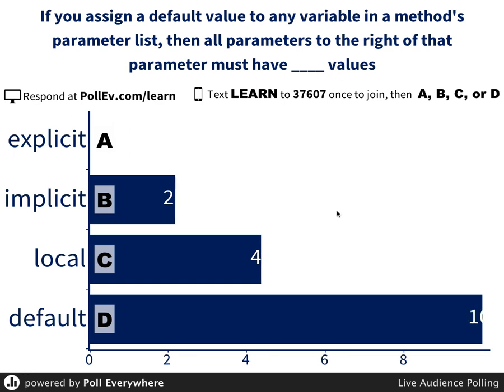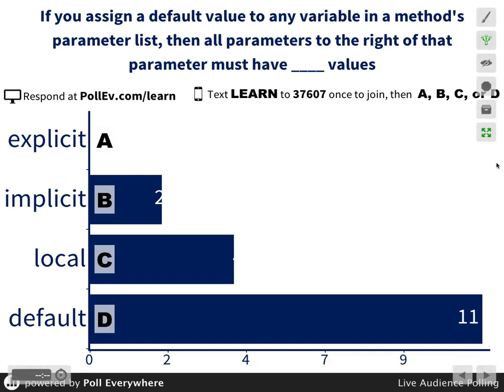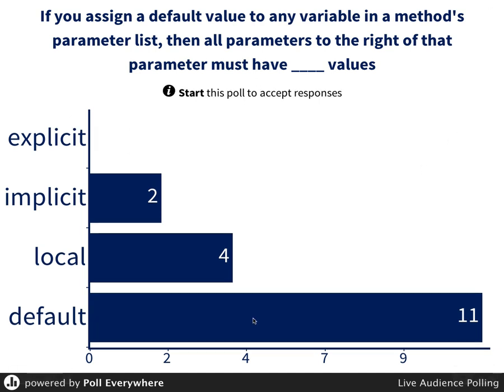Well, for those of you, I'm going to stop it now. We got another respondent. That's 15, 16, 17. The answer is default. If you already start with assigning default values to any variable in a method's parameter list, then all parameters to the right of that parameter must have default values.